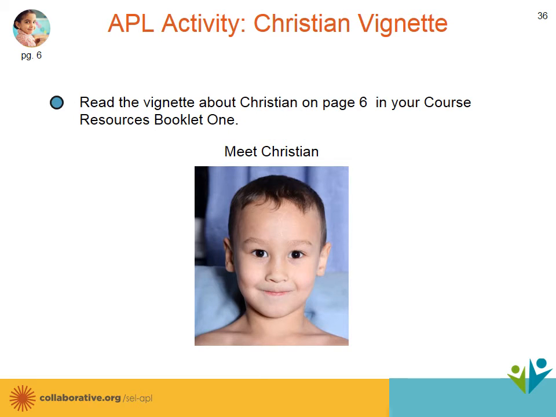Christian is one of 4 vignettes that have been created and will be referred to through various models throughout this course. Christian's vignette is on page 6 in the Course Resource Booklet 1. This vignette will be used in the next slide for an activity. Also, take a moment after reading the vignette to reflect on any judgment or bias you may have had about Christian's relationship with his mother.